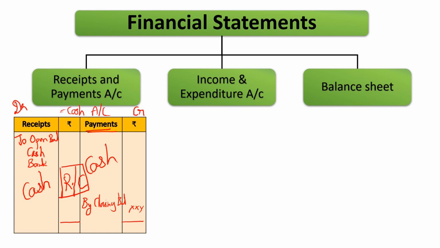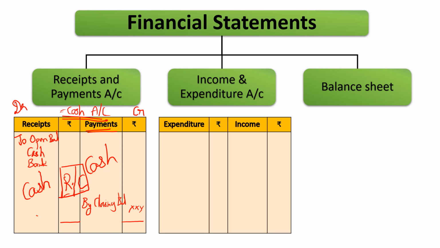For example, asset purchased. If you paid the amount, you will record it in receipt and payment account, even though it is capital expenditure. Asset sold. If you are receiving the income, if you are receiving it in cash or check form, then you will record it in receipt and payment account. Fees received, it is a revenue transaction, but still if you are receiving the cash, you will record it in receipt and payment account. So it is as good as the cash transaction.